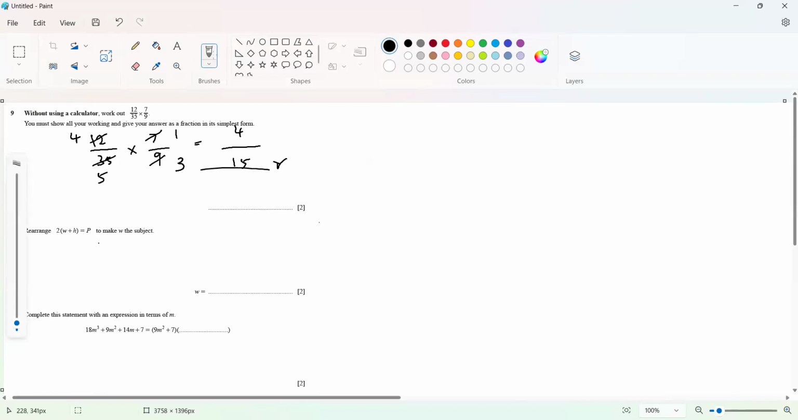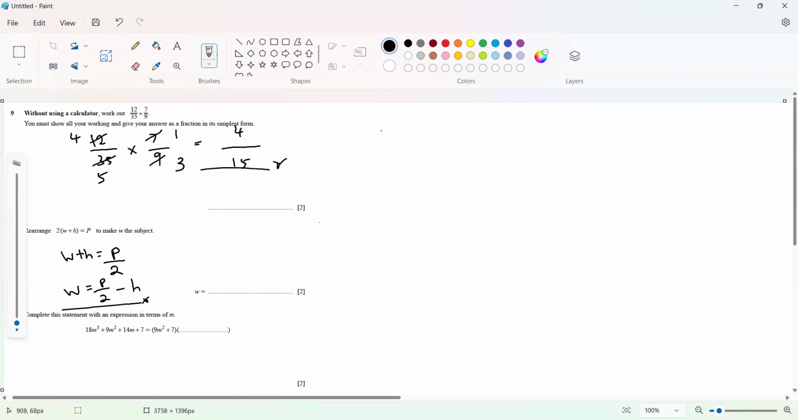So the second question, 2w plus h equals p, make w the subject. So from here, I'm going to divide both sides by 2, so w plus h equals p over 2, and then subtract h on both sides, so w equals p over 2 minus h. So this is w as the subject.